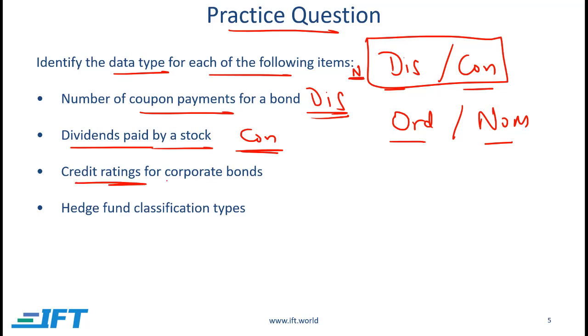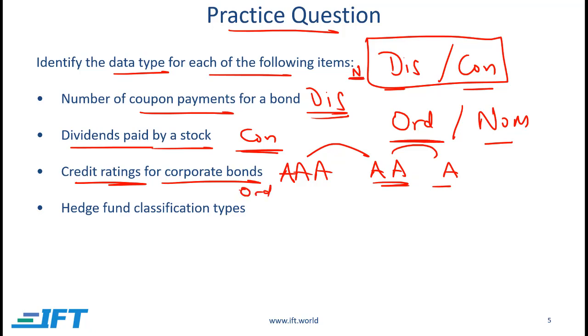Next, we have credit ratings for corporate bonds. Now, there are different credit ratings such as AA, AAA, and so on. So clearly, those are categories, and the order does matter. So AAA is better than AA, but we can't say how much better. Similarly, AA is better than A, but we can't say that AA is twice as good as A. So this is categorical and it is ordinal because the order does matter.